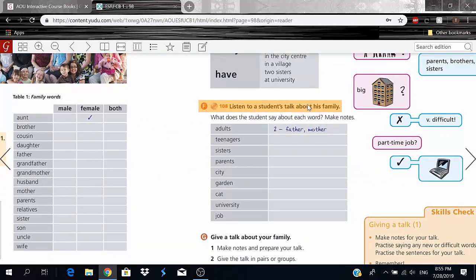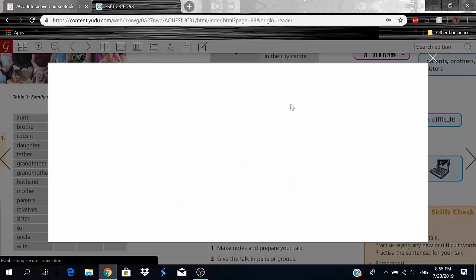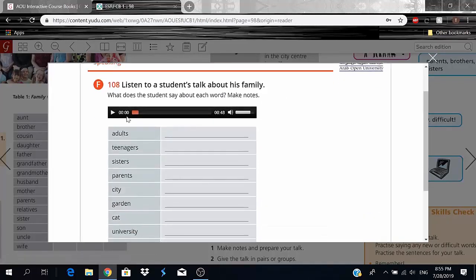exercise F, 108. Listen to his students talk about his family. Okay, so we have a student here that's going to talk about his family, and we're going to have to write notes. So I'm actually going to play this twice, and then I'll write the notes down with you guys.